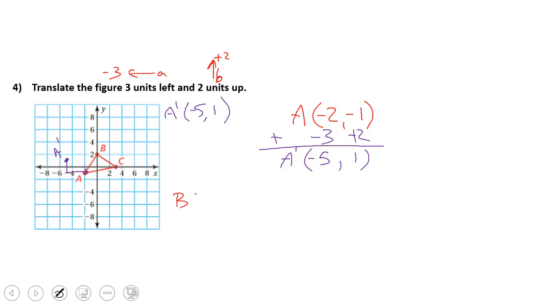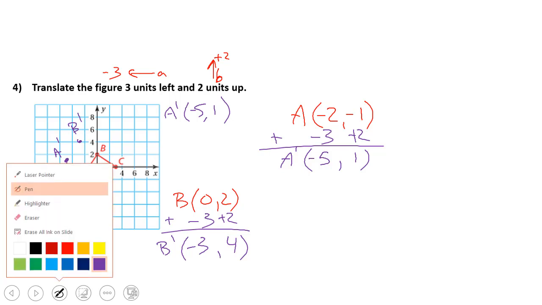Find where that location is. Well, B originally is at 0, 2. And then I'm going to, again, subtract 3 from the x coordinate. I'm going to add 2 to the y coordinate. And so when I add these together, I have -3, and 2 plus 2 is 4, so -3, 4 for my B prime. I can go -3, 4. B prime is right here.